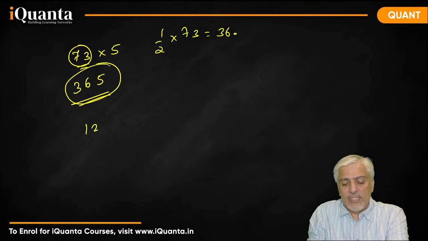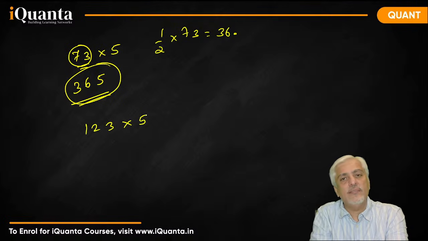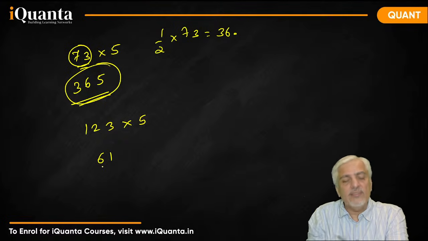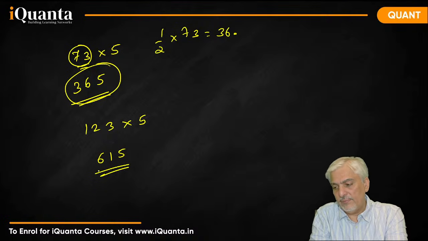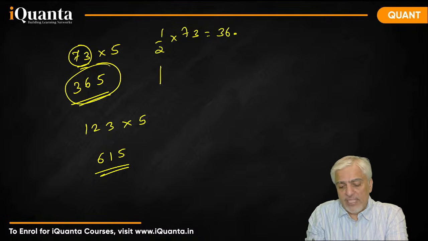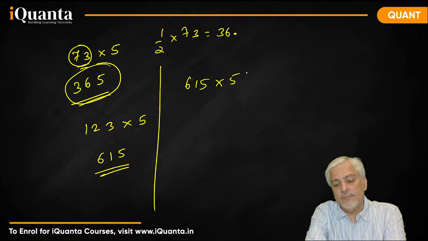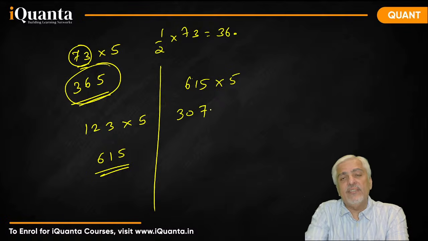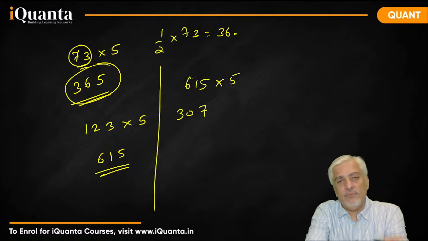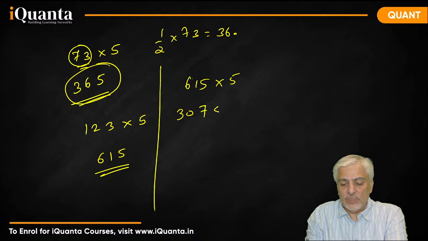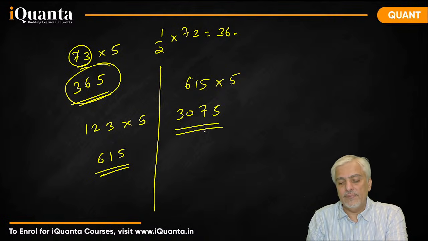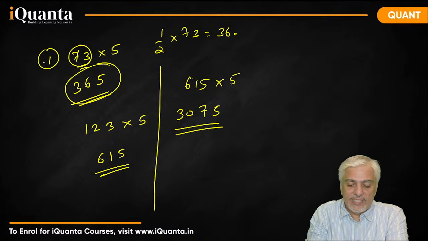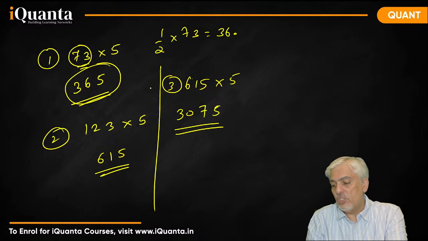If I say 123 multiplied by 5, so 61. Forget everything else, just put a 5. What about the next one? Suppose 615 multiplied by 5. So 307. Forget the decimal, forget the remainder, just put a 5. Okay, I've given enough examples. Check one example, two example, and third example. Check whether you all understood.